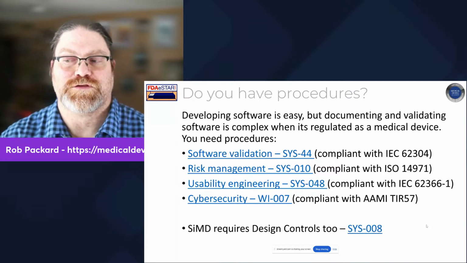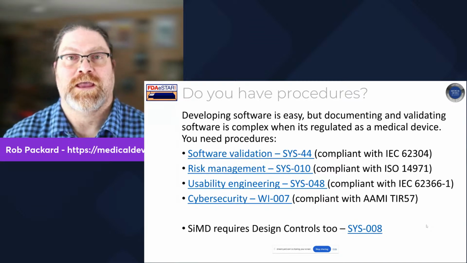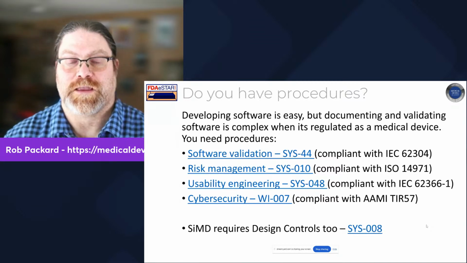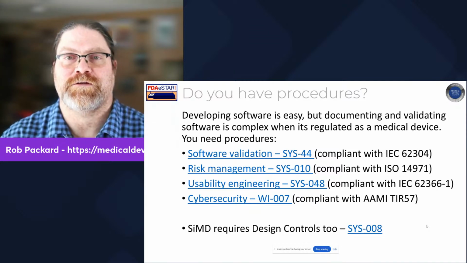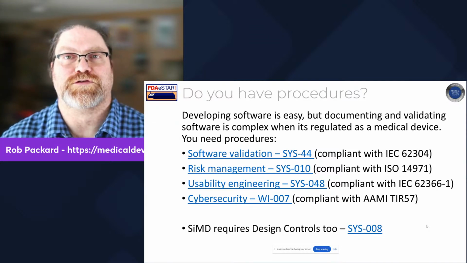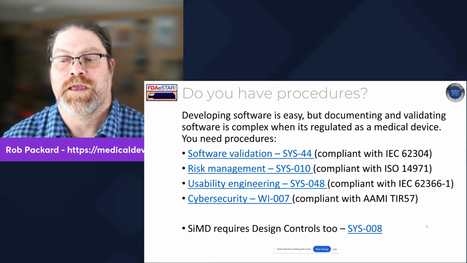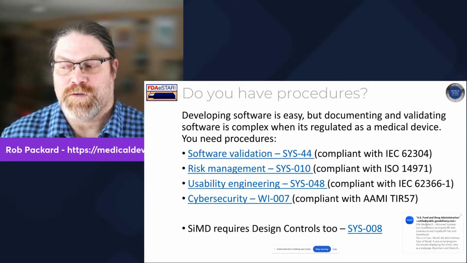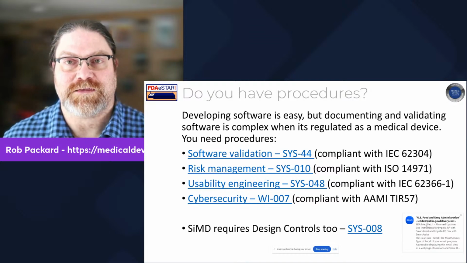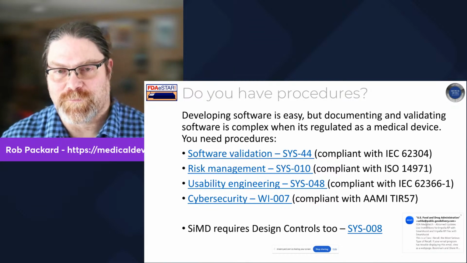Number one, you need a software validation procedure. And there's a standard for that, and I indicate that here, 62304. IEC standard 62304 is for the software lifecycle. Number two, you need a risk management procedure. Now, there is a 14971 standard for that, and that's what everybody will follow.